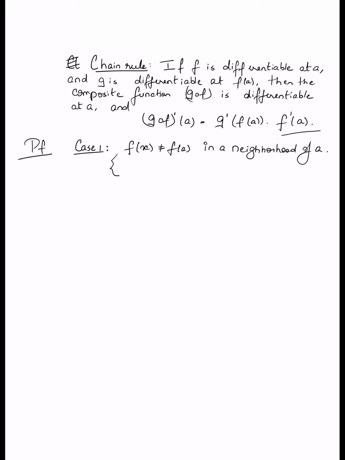Right? More formally, what I mean by this assumption is that there exists an open interval, let's say I, such that a is contained in I and f of x is not equal to f of a for all x belonging to this interval I minus, of course, the point a. Right? So this is the formal way of stating what I have written above somewhat more informally, that f of x is not equal to f of a in a neighborhood of a.